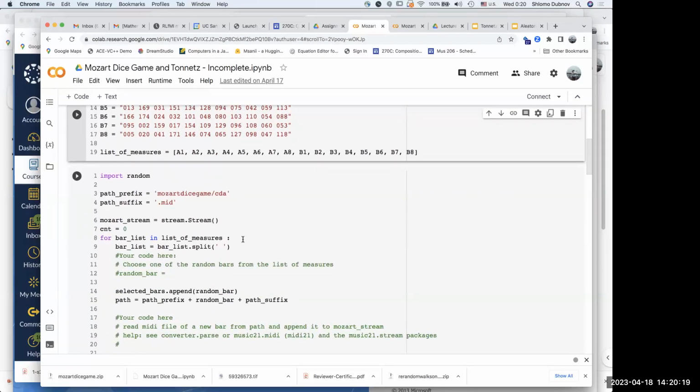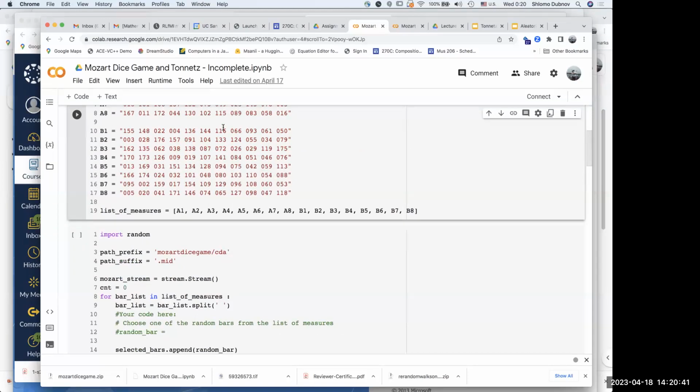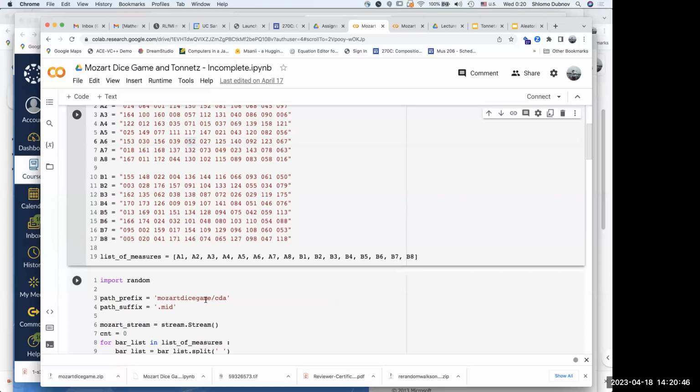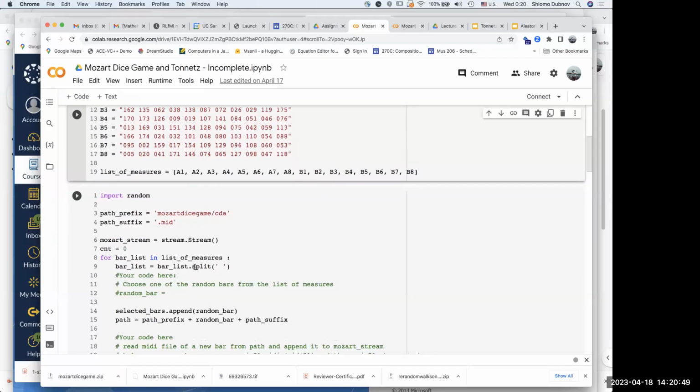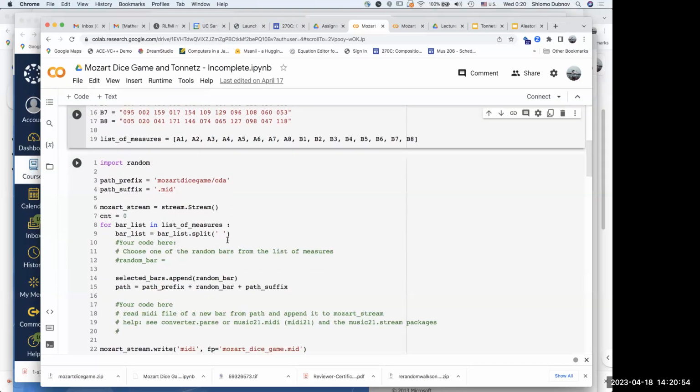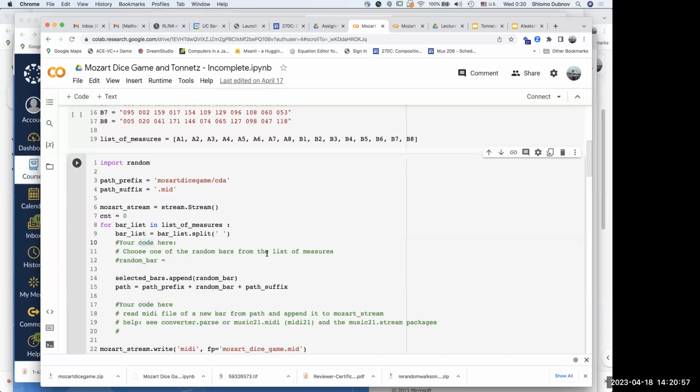So what you have to do is, from this list of measures, you take one of the bars, okay? So you read A1, A2, A3, that's a regular for statement, the loop. And then once you read every one of these bars, you split the string. This is where the bar list split works. You get basically a sequence of these numbers, okay? And then what you want to do is choose one of the random bars from the list of measures.